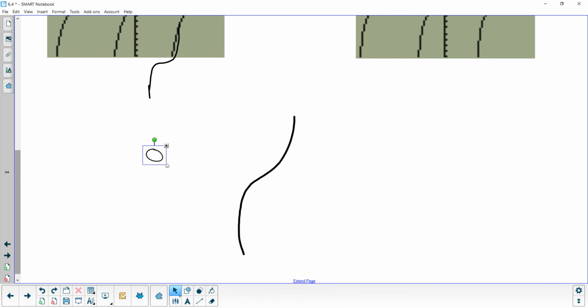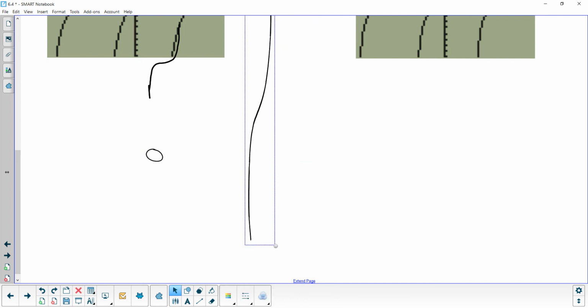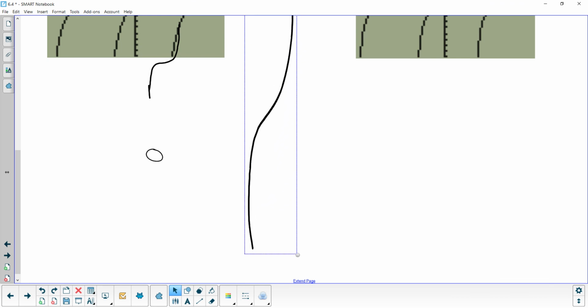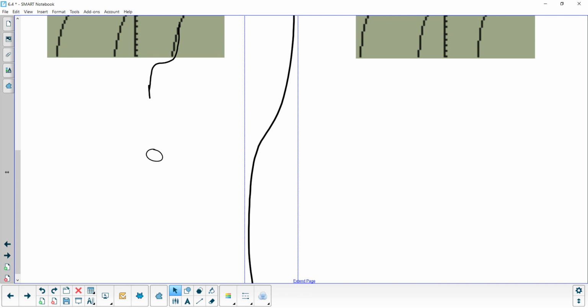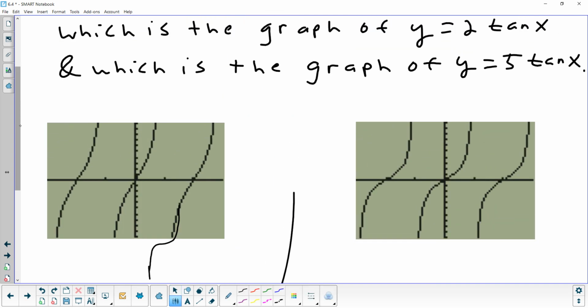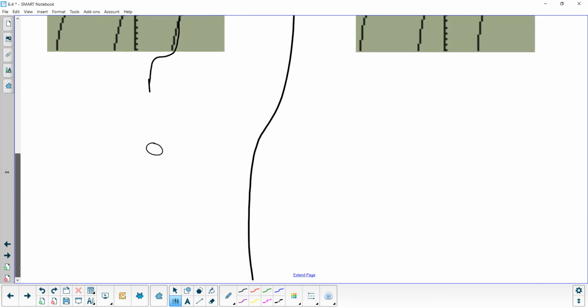So I take that. Oh, there we go. Perfect. So there it is. You can see the curve really pronounced. And the more I stretch it vertically, the less pronounced the curve gets. So this is the 5 tangent x, and this is the 2. Questions on that? Okay.